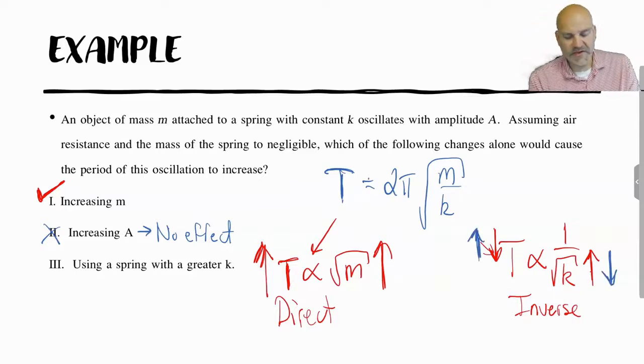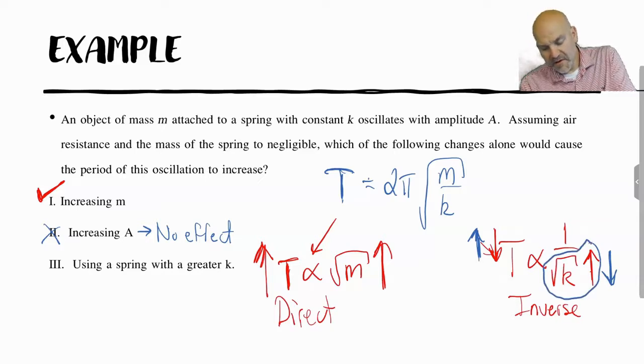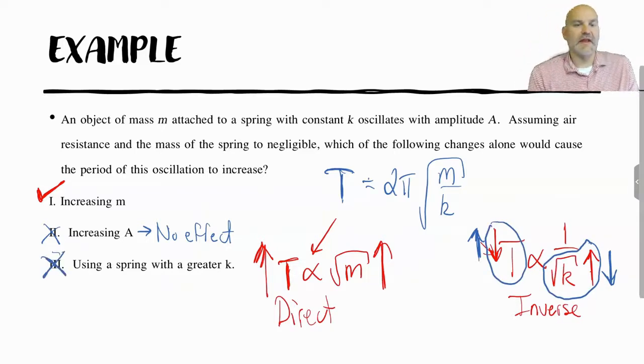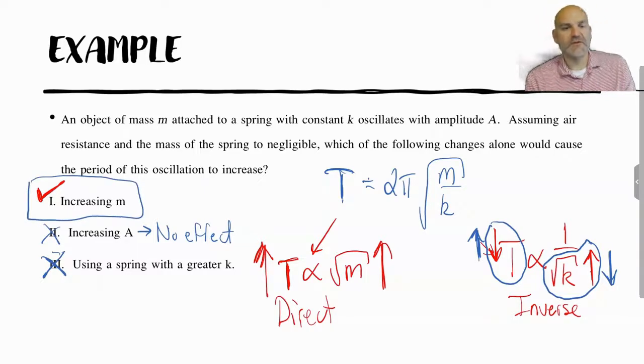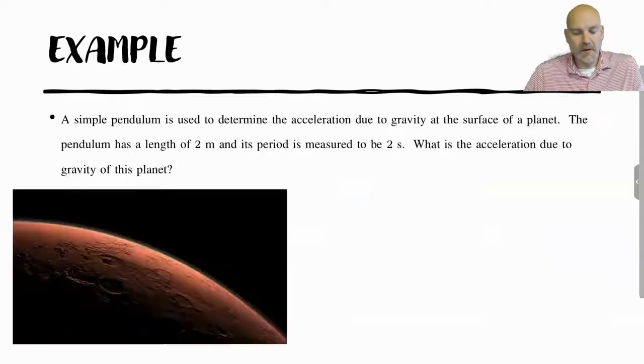So let's look at the option. It says using a spring with greater K. That's this scenario here, which means my period would go down, so that is not a valid answer. In this case, if this is a multiple choice question, you're looking for the one that says case 1 only. All right, let's look at a problem involving a pendulum.